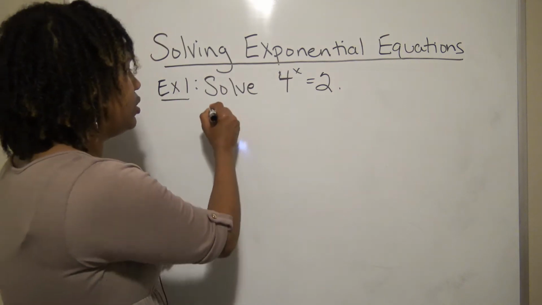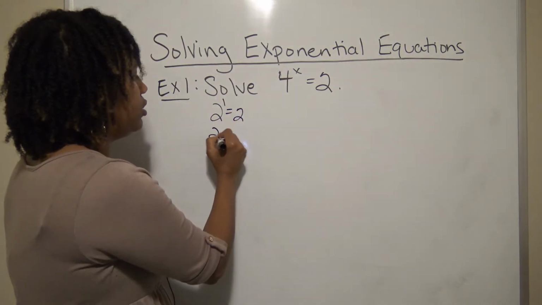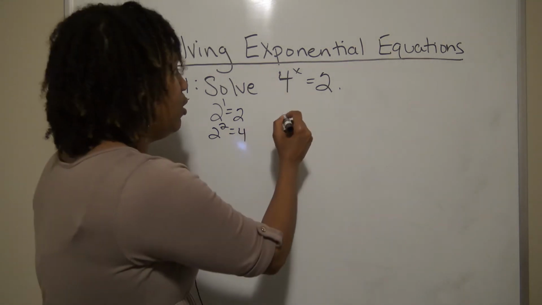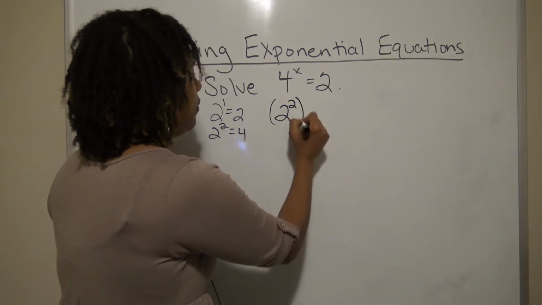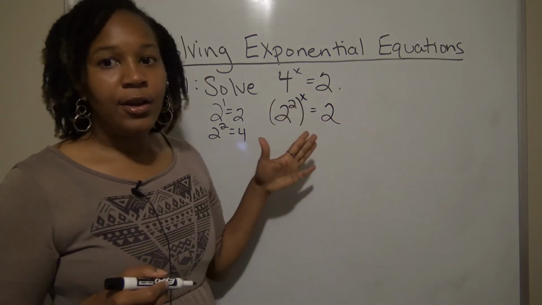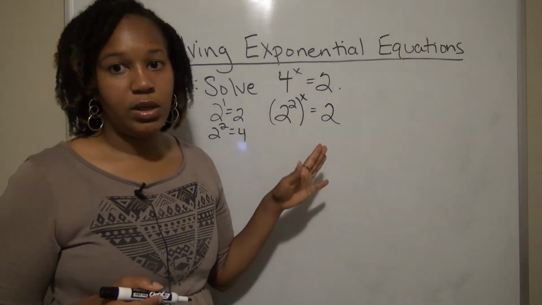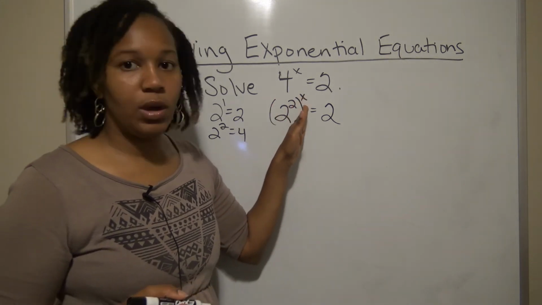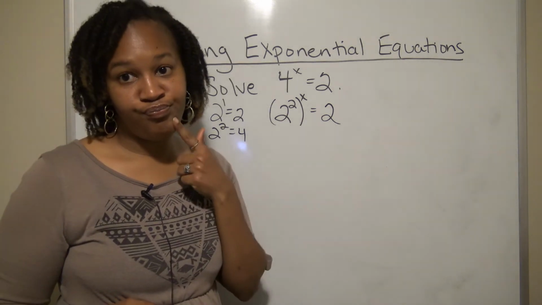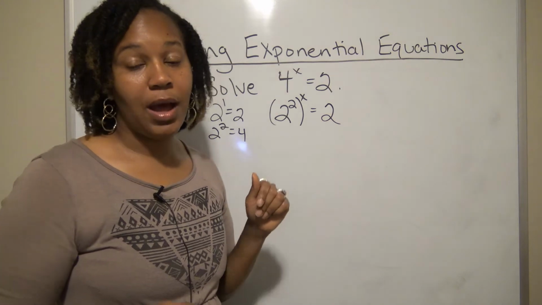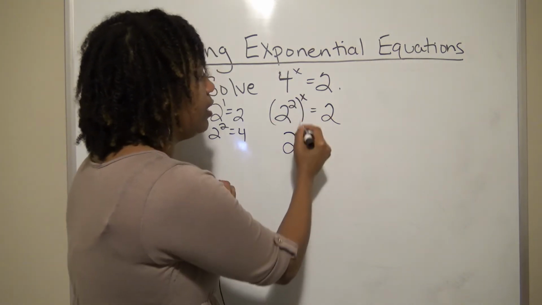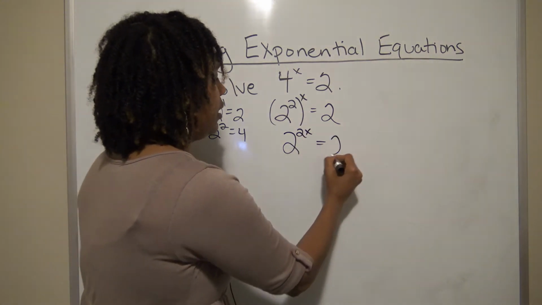So think about 2. 2 to the first is equal to 2. 2 to the second is equal to 4. So we can rewrite 4 so that it has a base of 2 by rewriting it as 2 squared. And so we have 2 squared to the x. Now you have to think about your properties of exponents. When you have an exponent that's raised to another exponent, how do you combine those exponents? Hopefully you said multiply, because that is definitely how you will combine those. You will multiply those two exponents together. So 2 times x will be 2 to the 2x.